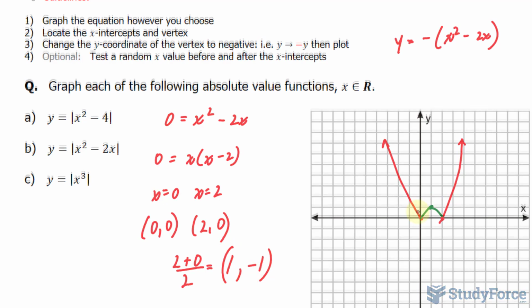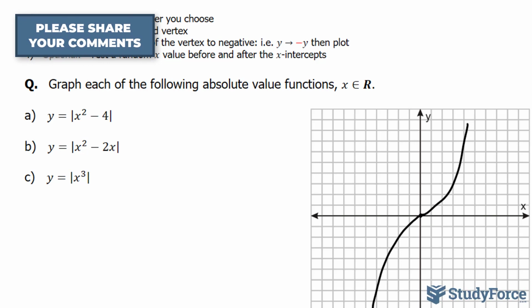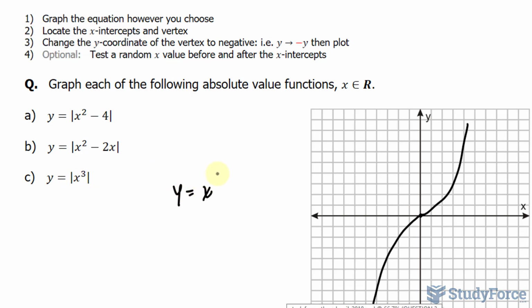Let's move on to question C. In question C, we have y is equal to the absolute of x to the power of 3. X to the power of 3 is one of those functions that you should know by now how to graph, and it looks somewhat like this, where it crosses the origin and it goes up and down like that. Now that's what the equation looks like had this been positive.